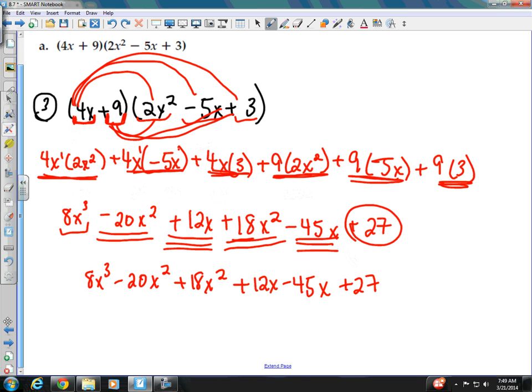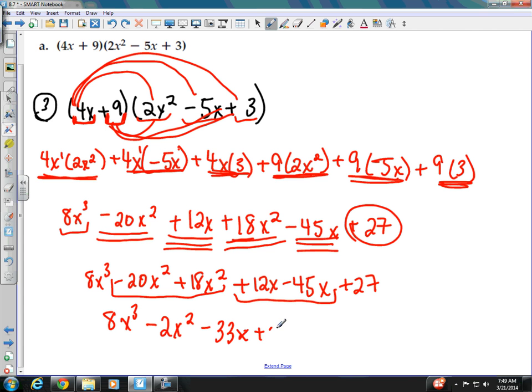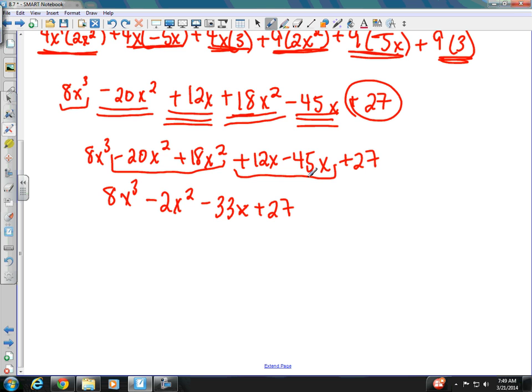So now let's go through and combine like terms. So we said 8x to the third had nobody to go with, so he drops. Negative 20x squared plus 18x squared gives us a negative 2x squared. And then our positive 12x minus 45x gives us a negative 33x. And then we drop down our plus 27. And we look, we have x to the third, x squared, x to the first, so can't go any farther. That's our answer.